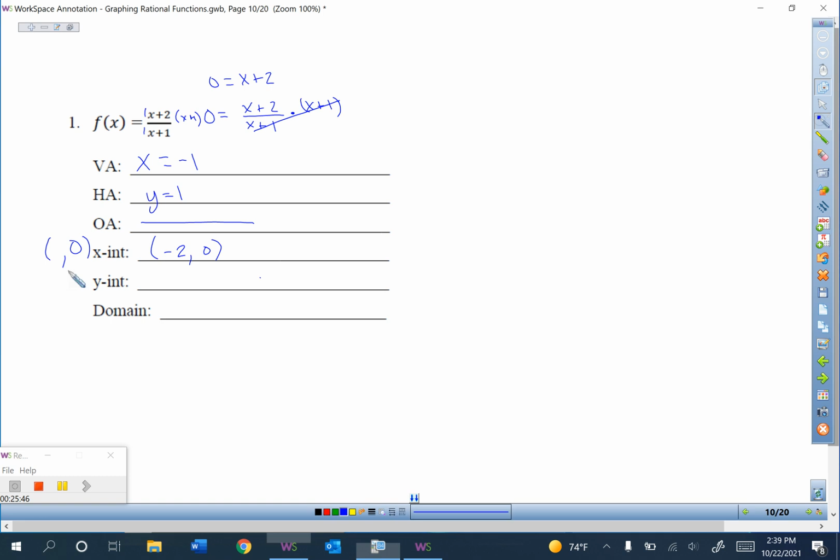Y-intercept is also an ordered pair. We've got x equals 0 this time, and I like to just write on top of the original problem. So I'm putting a 0 there, and I'm putting a 0 there. The only thing that's left up on top is 2, and on bottom is 1. 2 divided by 1 is 2. So 0, 2. And then we'll graph it to see the domain.